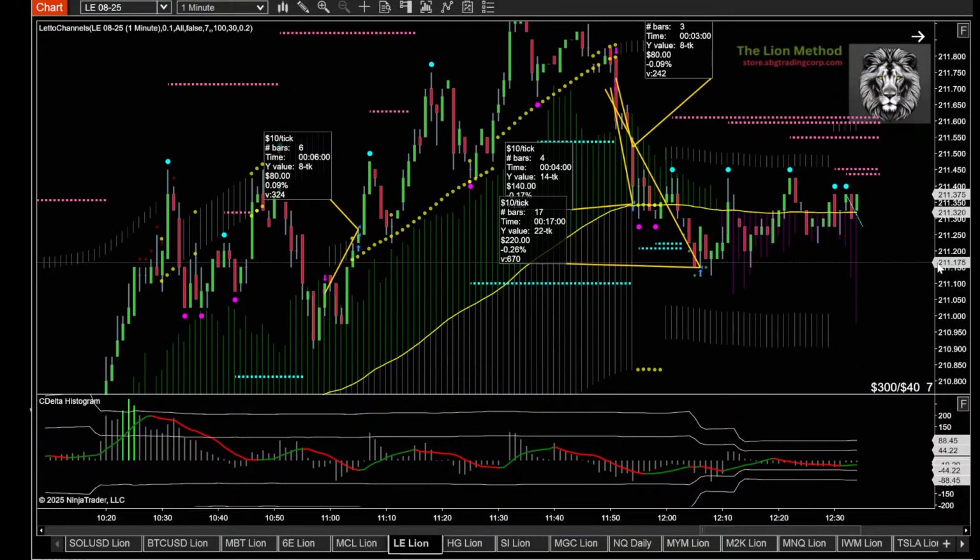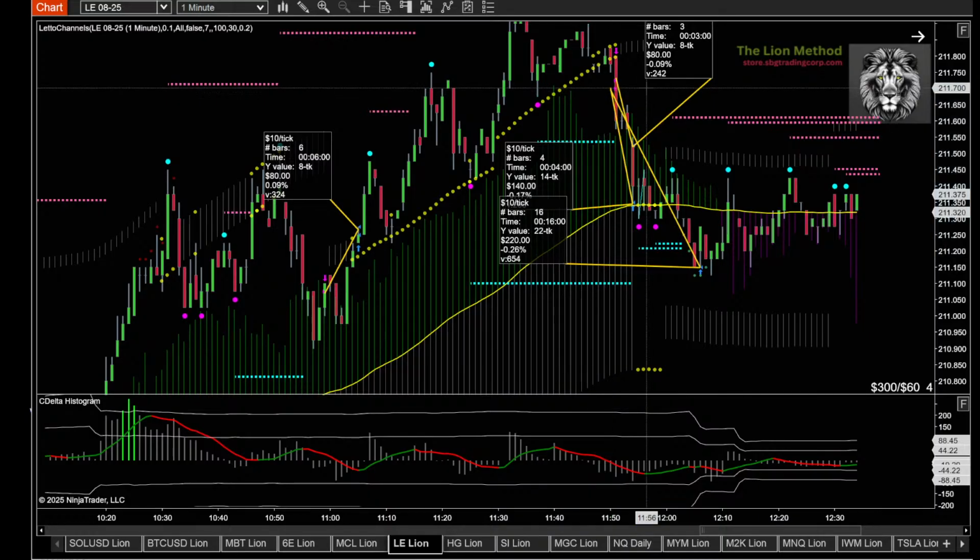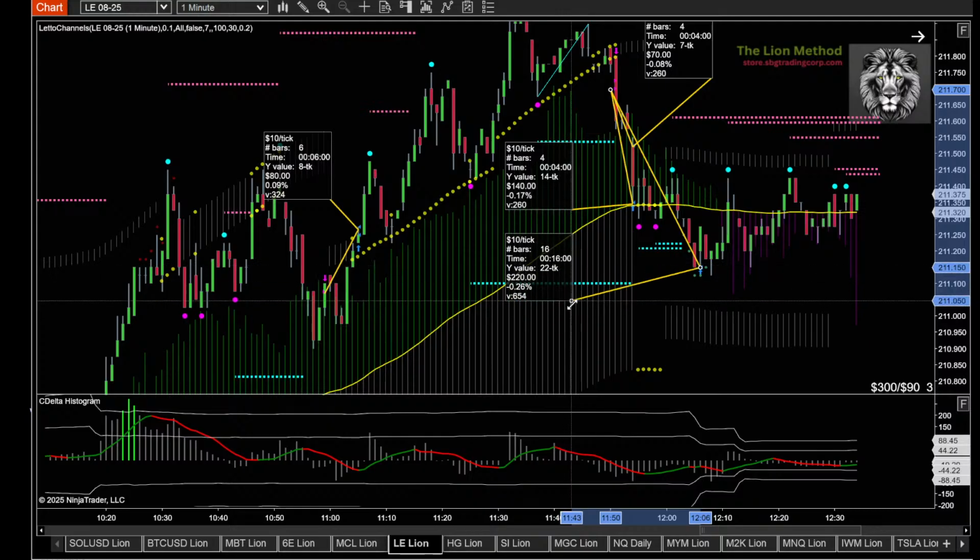So I made up for my loss. Happy to say that the market didn't beat me yesterday. You can see I got a couple. I got filled on a stop entry order right here. So 70, 140, and 220 was my net on those guys.